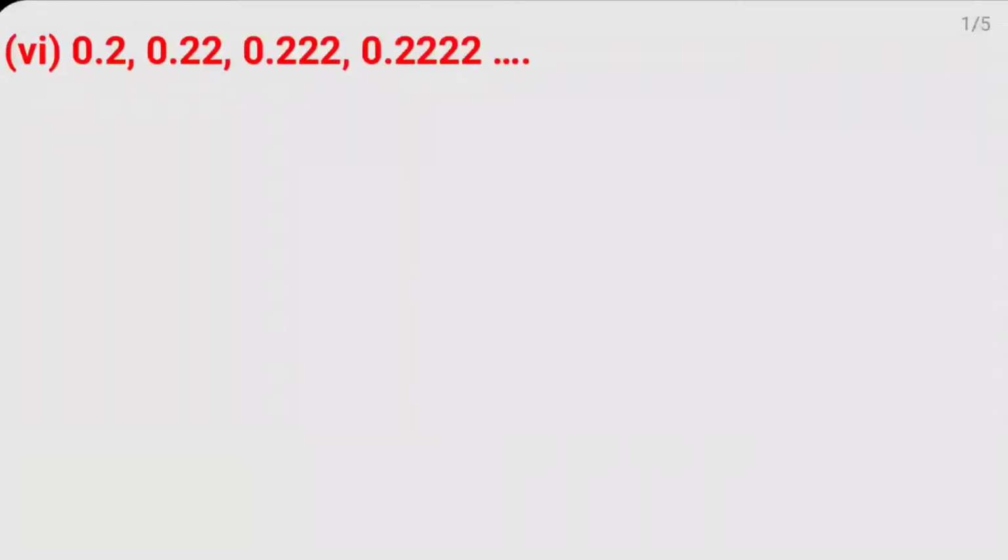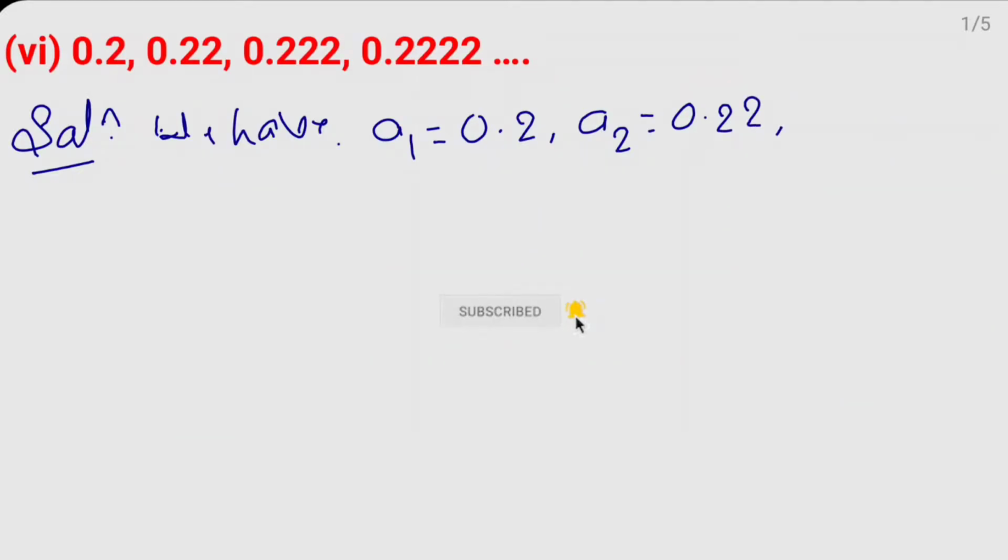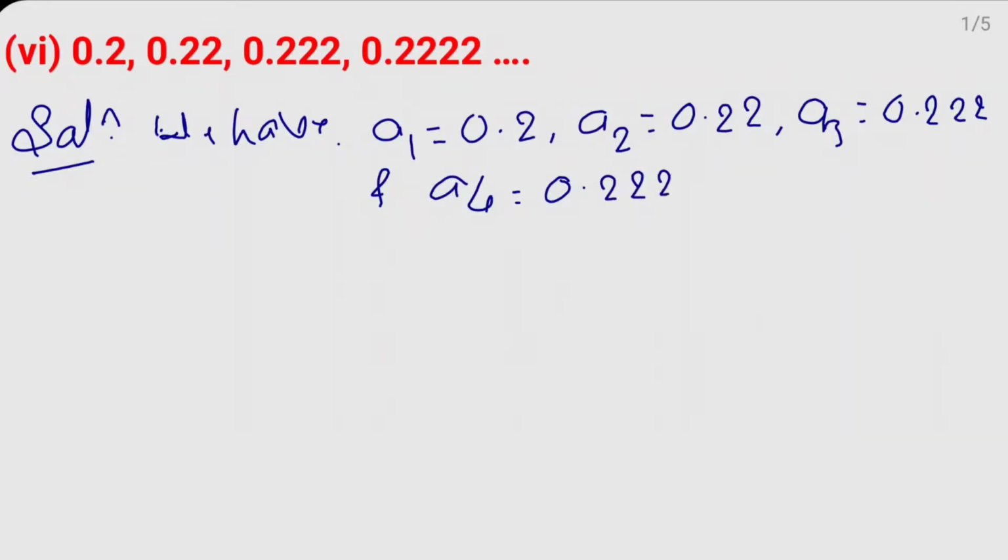Look at the problem: 0.2, 0.22, 0.222, 0.2222, and so on. Let me solve here. We have A1, the first term, is 0.2, and A2 is 0.22, A3 is 0.222 and A4 is 0.2222. Here we want to find out the common difference.